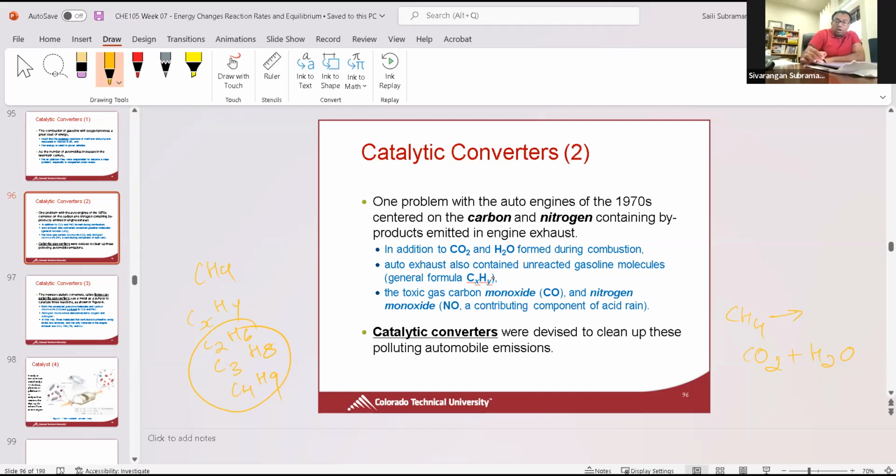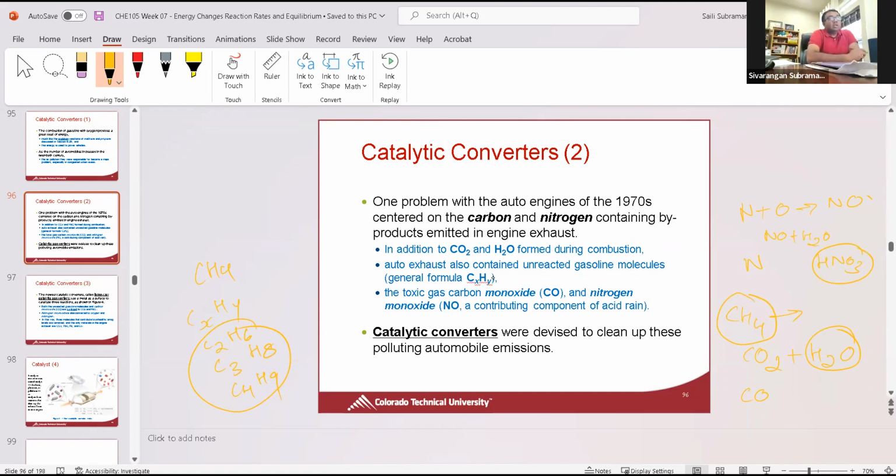But sometimes you get carbon monoxide, and you both know that carbon monoxide is an extremely toxic compound. In addition to that, some of the fuels have a nitrogen element, and when nitrogen is present, it combines with oxygen to form nitrogen monoxide. This nitrogen monoxide plus H2O, which you're forming from this combustion reaction, gives you HNO3, which is nitric acid.